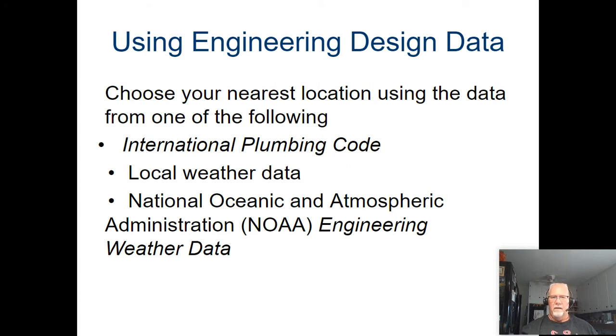If we're going to use that for a design, we need to do a little more work with it. So we'll choose our location. The closest area to us is rated as Rochester, Minnesota. In your activity, you'll be calculating this for Rochester, Minnesota, which for weather statistics is close enough for where we're at. We can gather some information from the International Plumbing Code, look at local weather data, and NOAA, the National Oceanic and Atmospheric Administration, gives us engineering weather data.